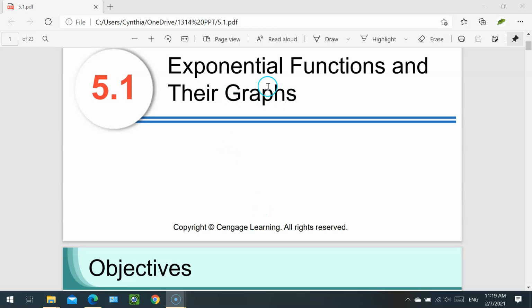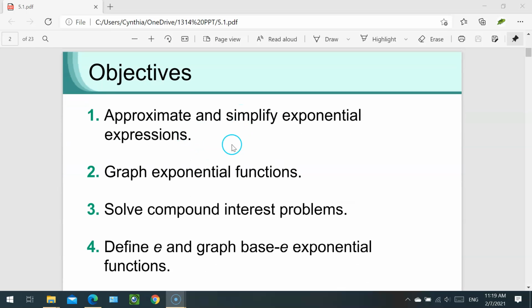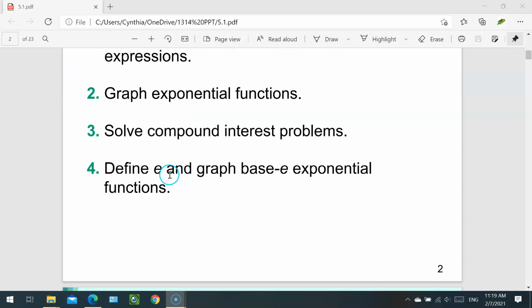5.1 Exponential functions and their graphs. In this section, we are going to learn how to simplify the exponential expression, how to graph the exponential function, solve the compound interest problem, and define the base e and graph the base e exponential function.